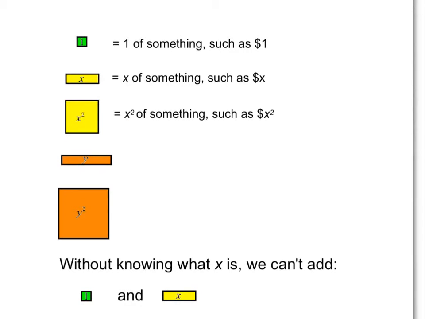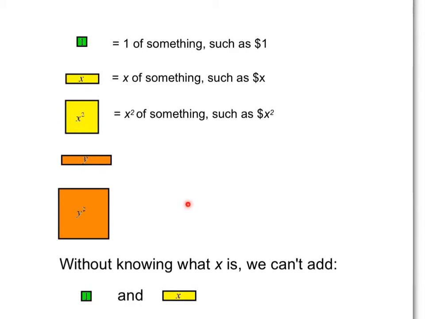X squared is x squared of those dollars. So for example, if x was 5, x squared would be 5 squared, or 25 of these. So whatever x is, x squared is x times itself of these. Y is a different amount from x of these, and y squared is y squared of these. So whatever y is, y squared is that number of these.